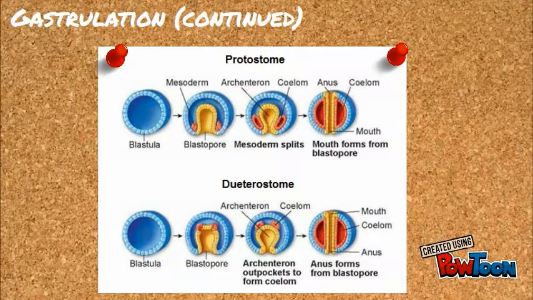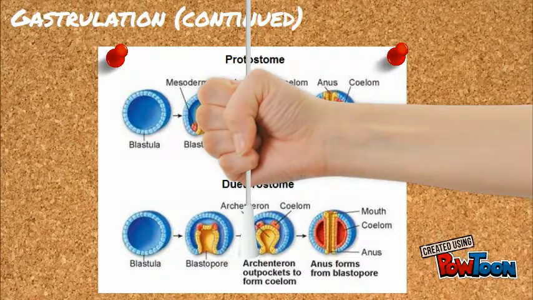Depending on whether the mouth or anus is the one to form from the blastopore, an organism is either a protostome or a deuterostome. In protostomes, the mouth develops first, whereas with deuterostomes, the anus develops first.